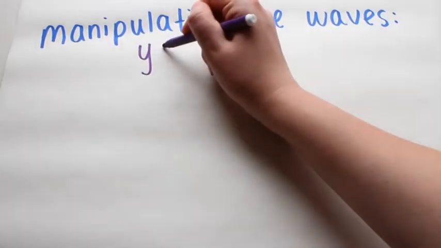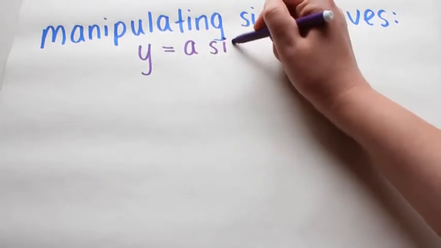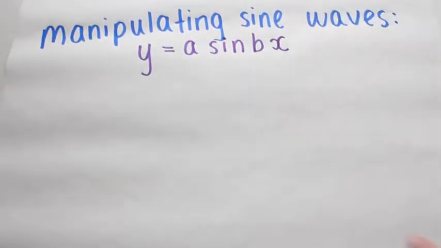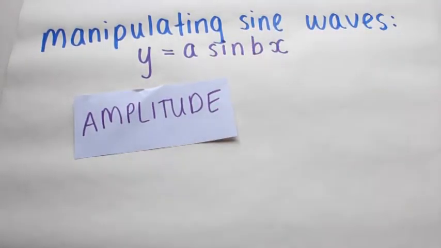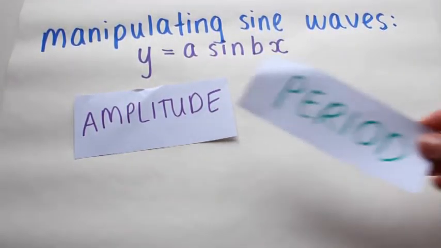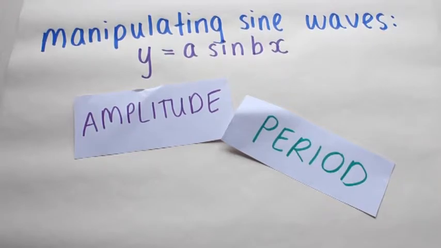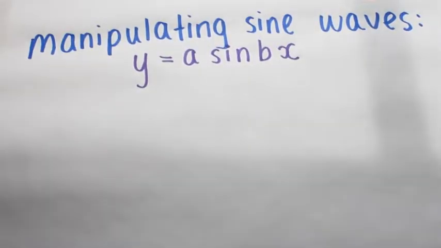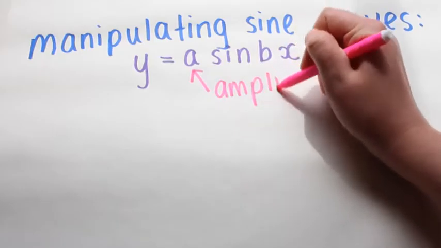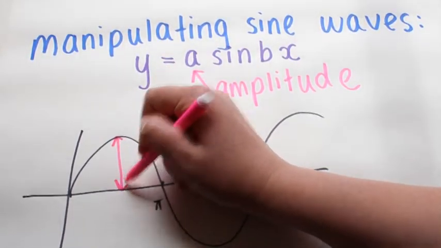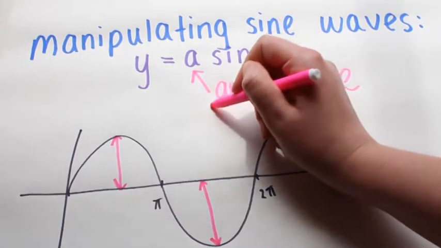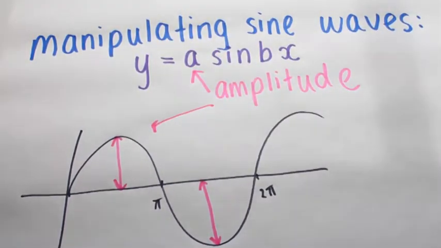A sine wave can be written as y equals a sine bx, and it's characterized by certain factors, including the amplitude and period, and also the phase shift and vertical shift, but we'll focus on amplitude and period. The amplitude, denoted a, refers to the distance from the rest position, so in this case at equilibrium, to the peak of the wave, called a crest.